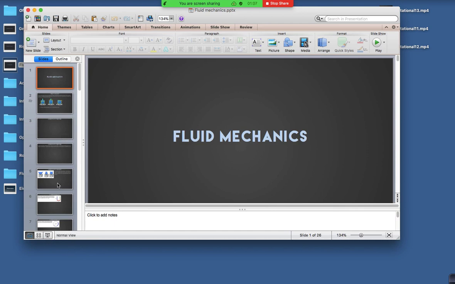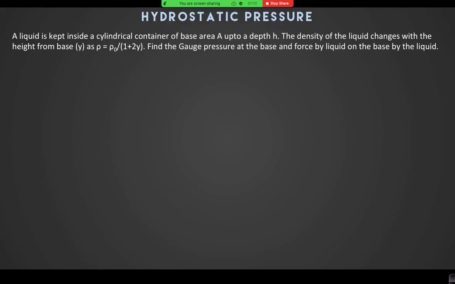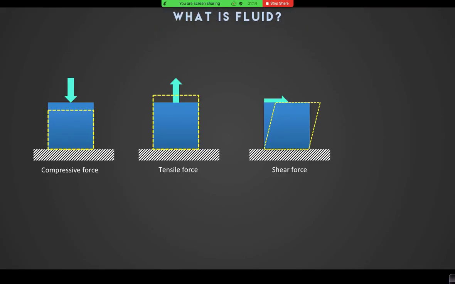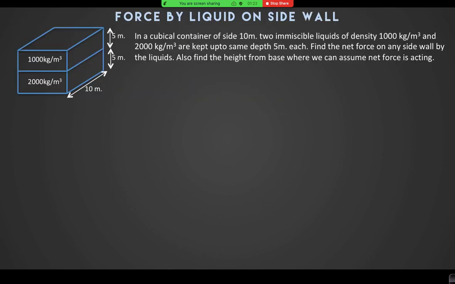I think we have done all these basic things of hydrostatic pressure, how pressure varies with depth, and how we can solve these vertical U-tube problems. Lastly, we were discussing the force by liquid on the side wall, and the point of application of the net force by balancing the torques. Have we done this particular question? Yes, sir, we have done that.